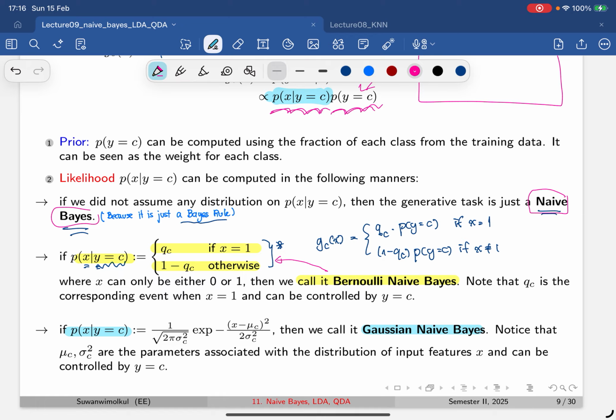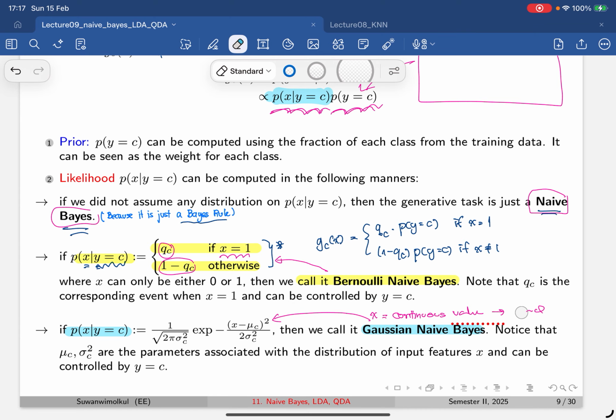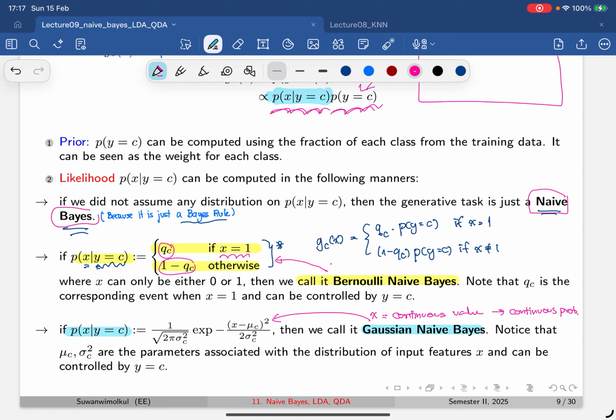But don't forget, if this likelihood is a Bernoulli, what does it mean? It means that currently our feature x is a discrete value, and it has the discrete probability associated with it. But if we are using x as a Gaussian, another thing that is implied is that our x is a continuous value that is associated with the continuous probability that is Gaussian. Okay, I'll just say this one is discrete.